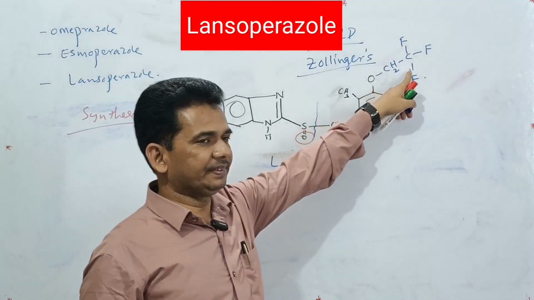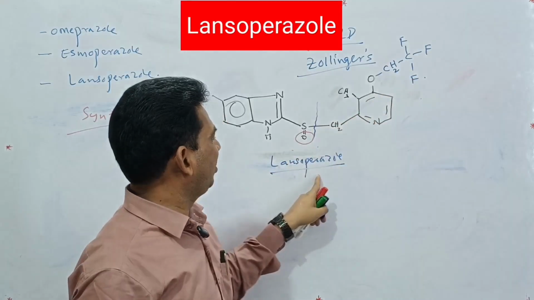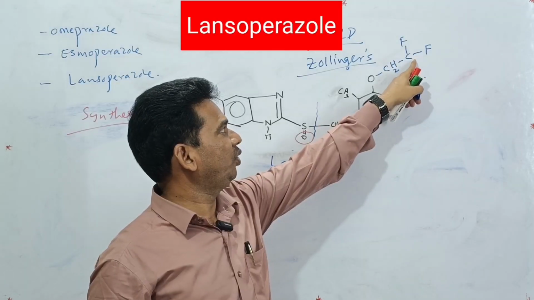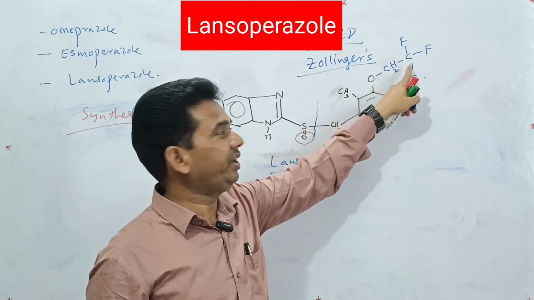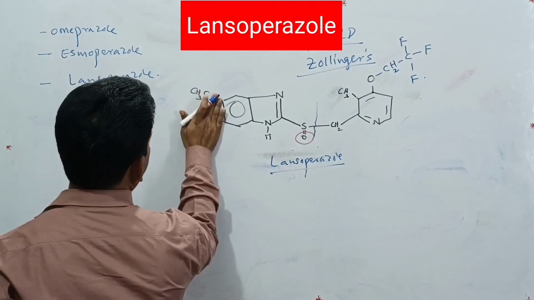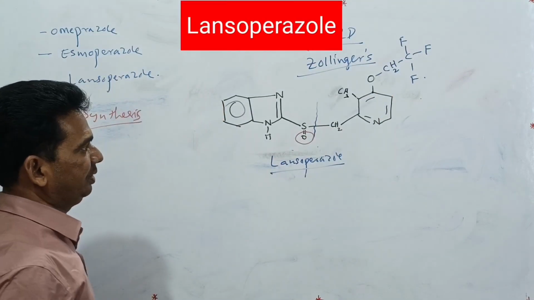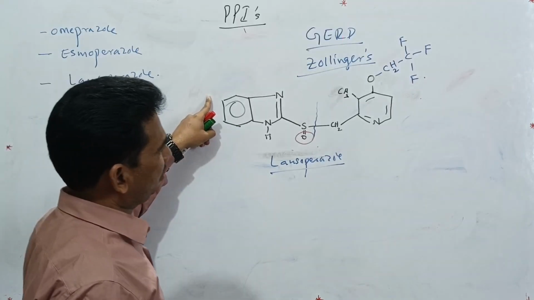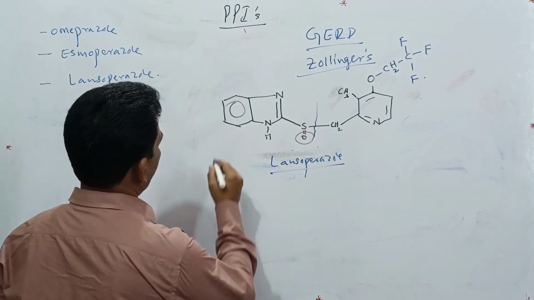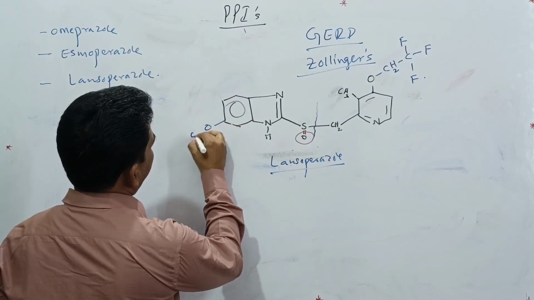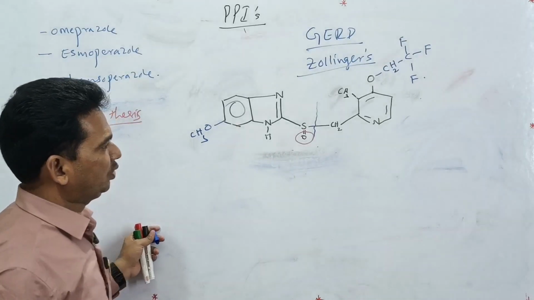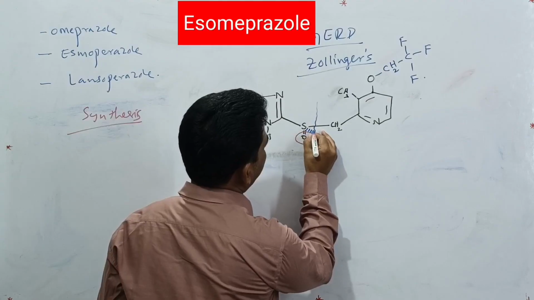See, a minor difference. Here it won't have the methyl group, but it will have the trifluoroethyl group attached to oxygen. That is the difference, and lansoprazole won't have this methoxy group. But in omeprazole, the methoxy group is there, here methoxy is there, here methyl is there. Like that, esomeprazole also. Here it will have the methoxy group, which is not there in lansoprazole. Here it will have another methyl group.